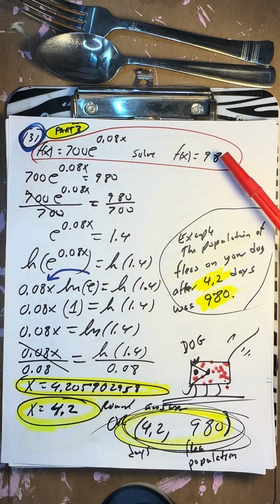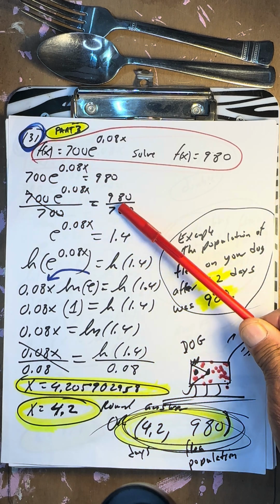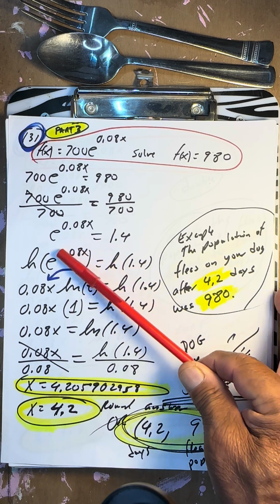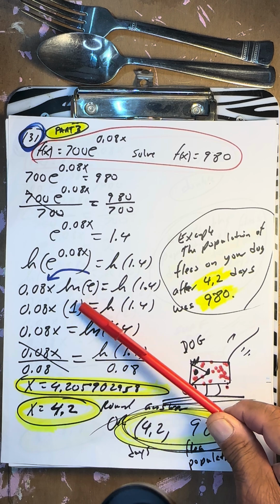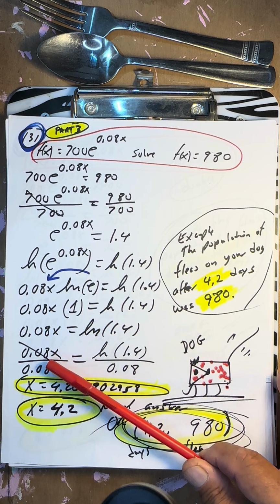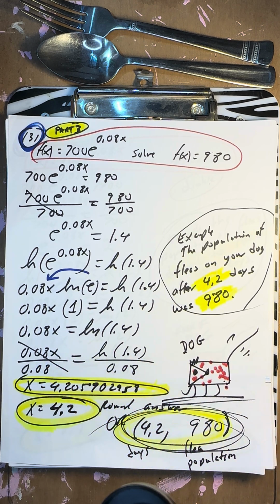When is it equal to 980? Set this equal to 980, divide by 700, which equals 1.4. Take the ln of both sides. The power goes to the front. Ln of e is 1. So 0.08 times 1 is this, and then the ln 1.4 is still there. Divide by 0.08 on both sides, and we get this. Can we do this in the calculator?